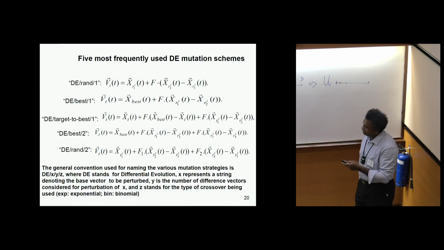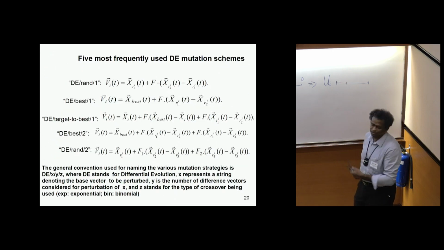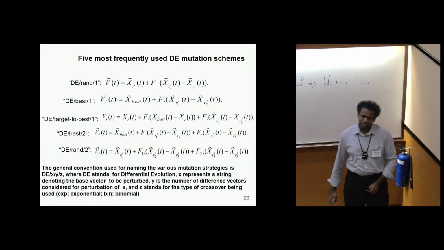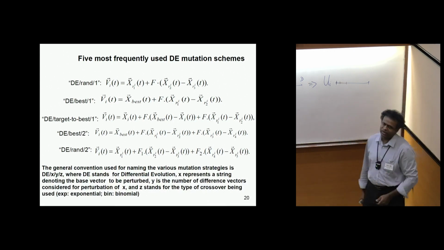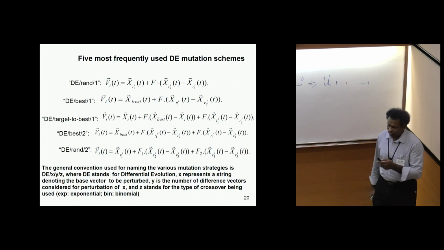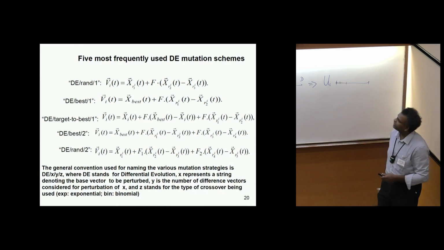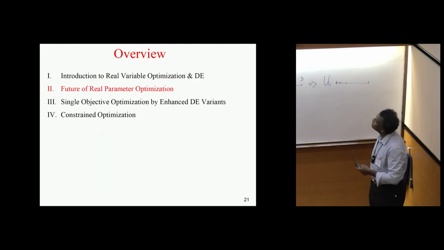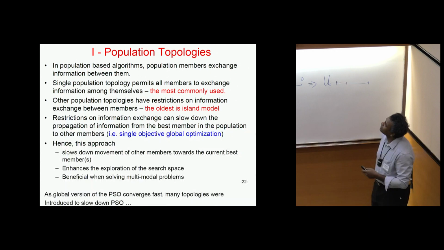So we looked at only one mutation equation earlier. As you can imagine, there are many mutation equations in differential evolution. There are so many of them, and this is not the full list. There are many more as well. You can look at the literature. People are developing different mutation equations. This one I didn't cover.